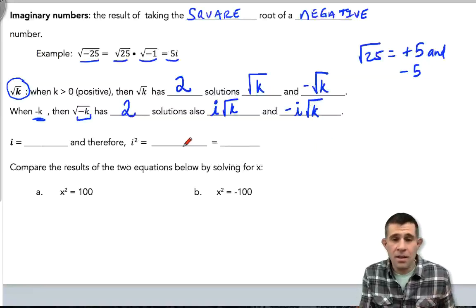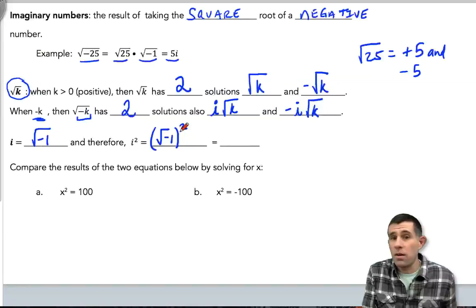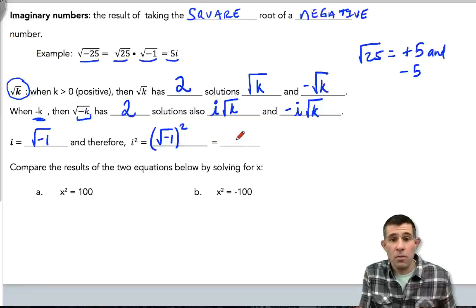What is i exactly? i is the square root of negative 1, and therefore i squared is the square root of negative 1 squared, and you've learned that squares and square roots are inverse operations. So they undo each other. In other words, what you're left with when you square the square root of negative 1 is simply negative 1.